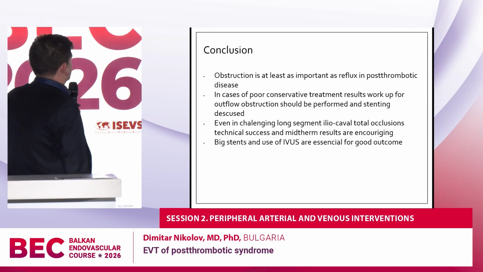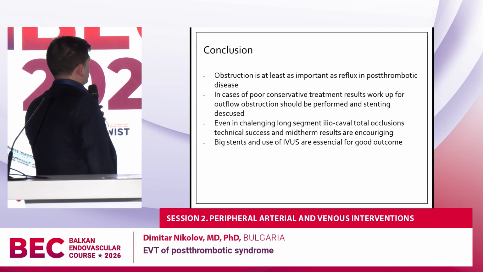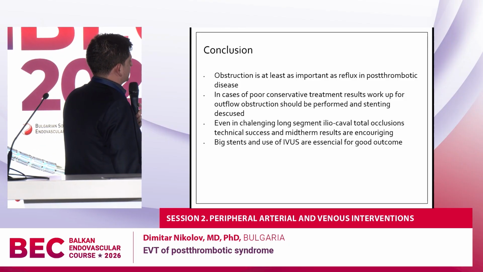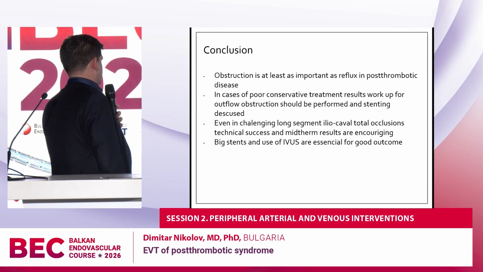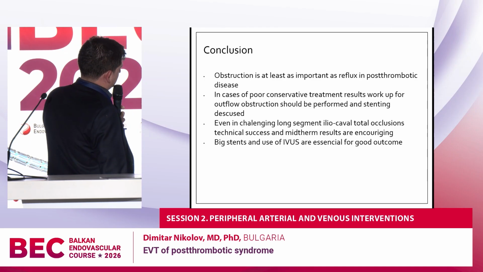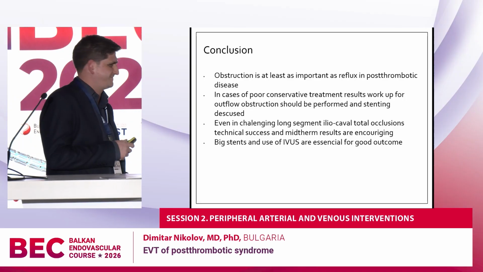So, conclusion: obstruction is at least as important as reflux in post-thrombotic disease. In case of poor conservative treatment results, workup for outflow obstruction should be performed and stenting discussed. Even in challenging long segment iliocaval total occlusions, technical success and mid-term results are encouraging. Big stents and use of IVUS is essential. Sorry for the time.